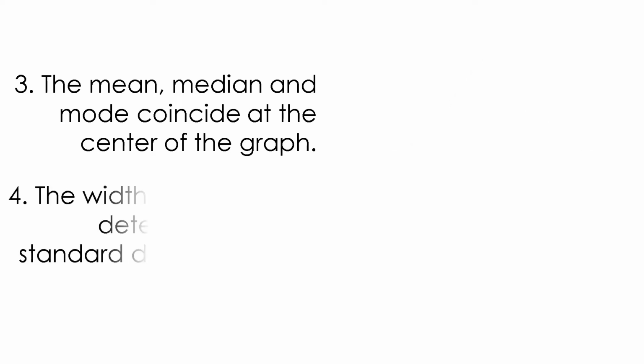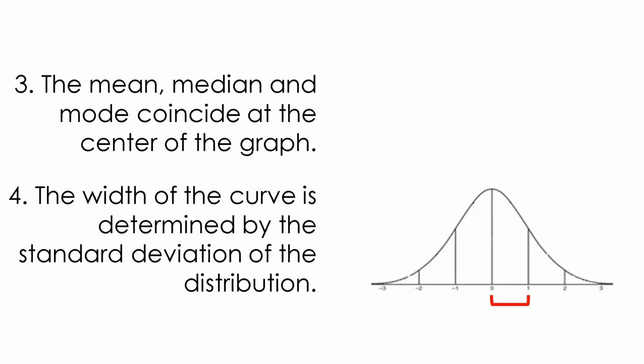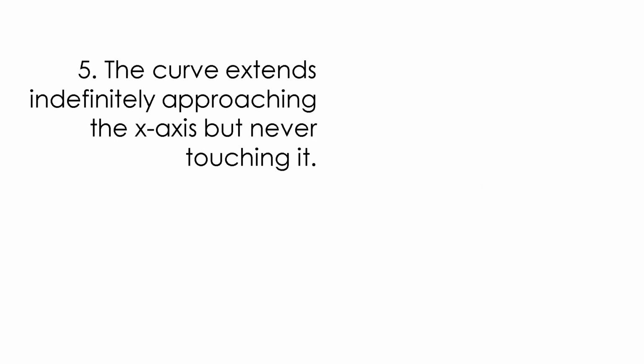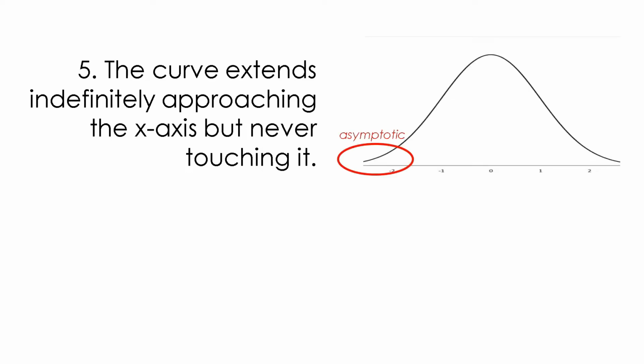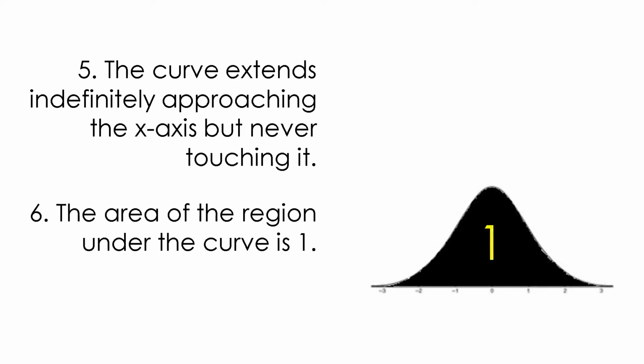Fourth, the width of the curve is determined by the standard deviation of the distribution. The curve at the right side defines a standard normal curve. A standard normal curve is a normal probability distribution that has a mean value equal to 0 and a standard deviation equal to 1. Fifth, the curve extends indefinitely approaching the x-axis but never touching it. Thus, the curve is asymptotic to the line. Lastly, the area of the region under the curve is 1. It represents the probability or percentage or proportion associated with specific sets of measurement values.